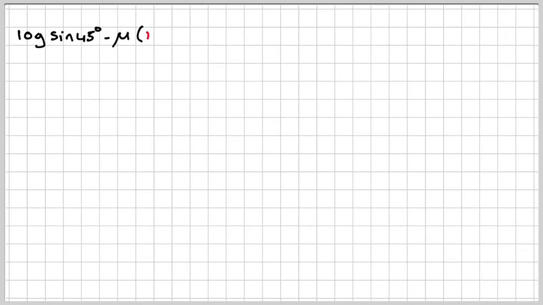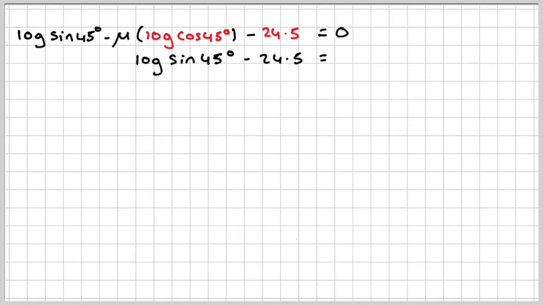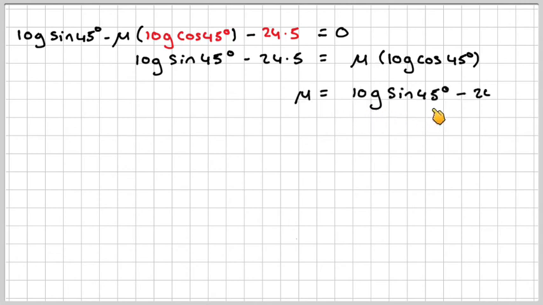Writing that out again, basically we've just got to find the value of mu here. So I'm going to take all this to the other side. So we're going to have 10g sine 45 minus 24.5 is equal to mu times 10g cos 45. And therefore, mu will be 10g sine 45 minus 24.5 divided by 10g cos 45. On my calculator, that gives me a value of 0.6464, which is 0.646.